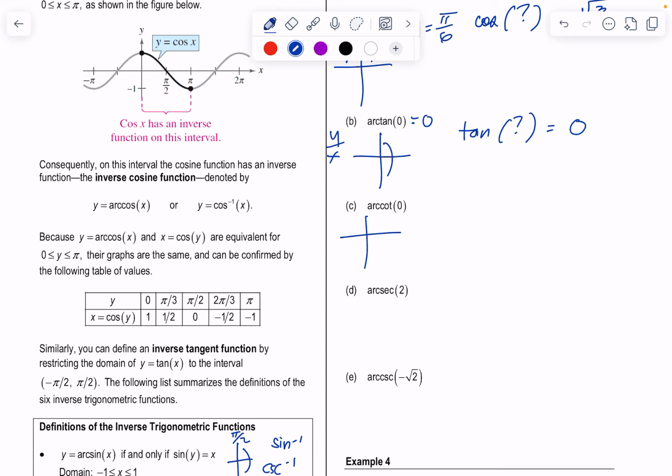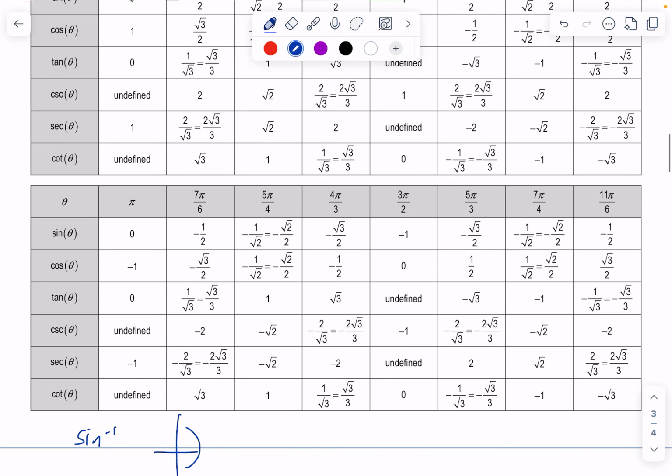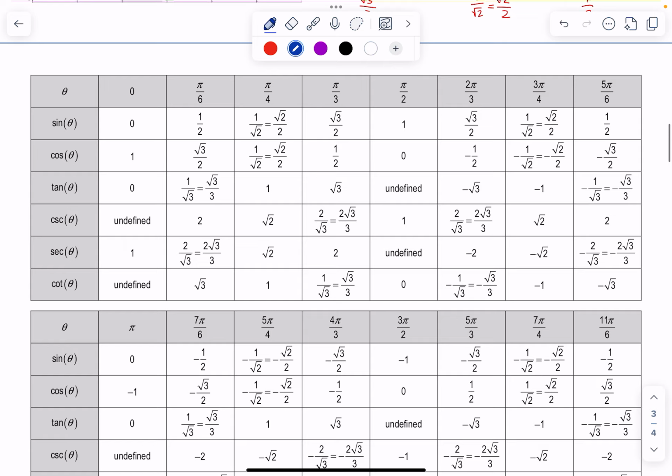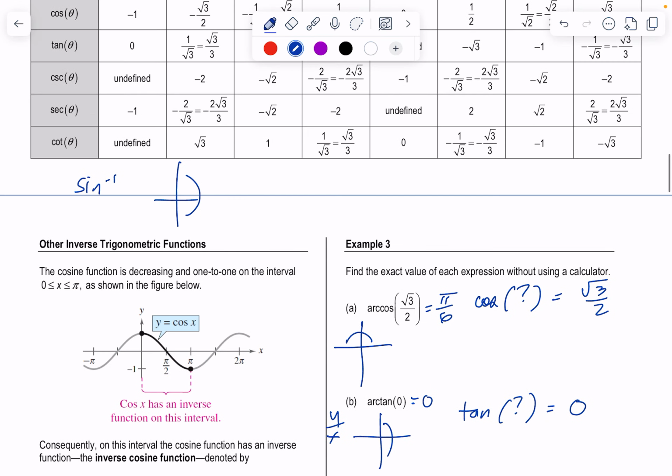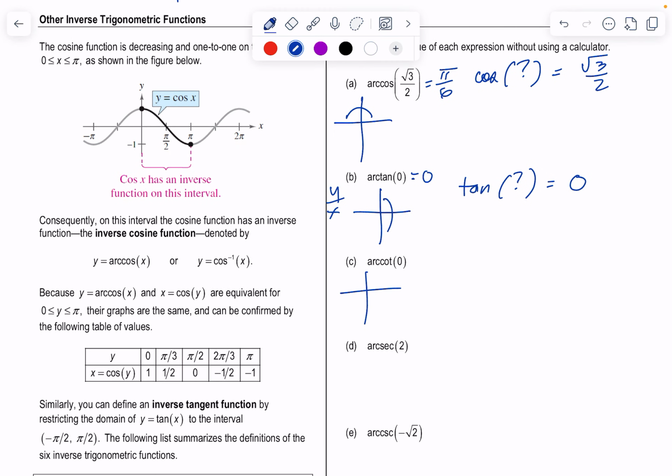Oh, by the way, you can also use these values right over here. I think it's also easier if you use this one. But again, in the test, you need the unit circle. But let's try using this one. So I'm looking at cotangent, and cotangent has that restriction.